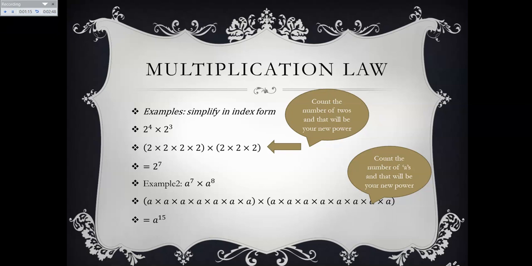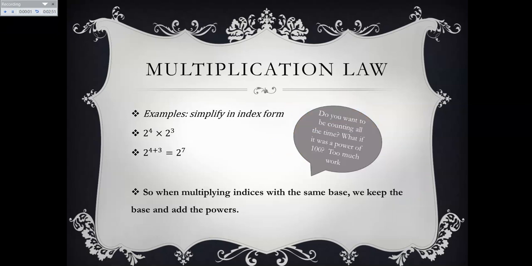That is why we have the multiplication law, right? So the multiplication law of indices, based on what we just observed, instead of writing out 2 times 2 times 2 times 2 times 2 times 2 times 2, we simply keep the base and add the powers. So then we'd end up with 2 to the 4 plus 3 power, which would give us 2 to the 7 power. No stress of writing out 2 7 times, right? Because could you imagine counting all? What if you had a power of 100 and you had to write out that number being multiplied 100 times?